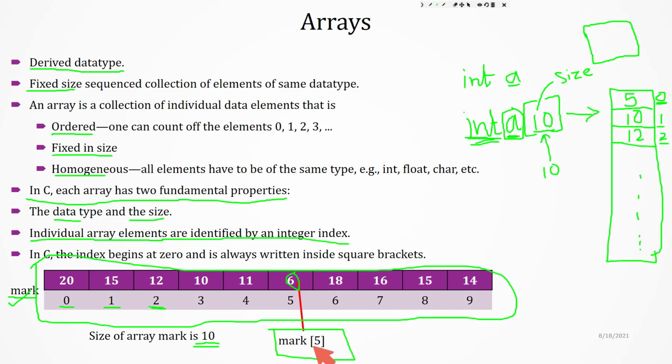So mark of 5 denotes, you just remember this one, within square bracket we have to write that index value. That means it refers to the value 6. In C, index value begins at 0. And it is always written inside square bracket. Square bracket means this one, box bracket. And index value is always written in square bracket.